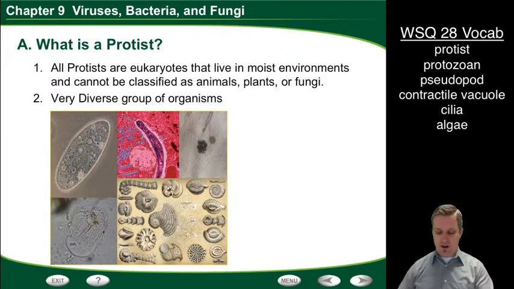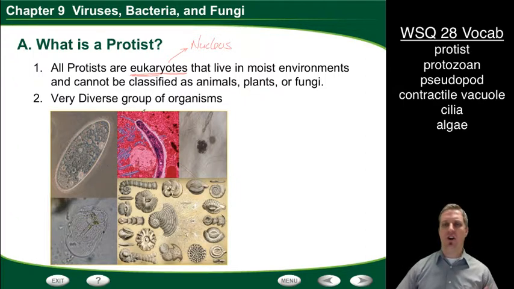So we have to start, as we always do, by defining what we mean here. When we say a protist, what exactly are we talking about? All protists fit under a couple of things. One, they're all eukaryotes. Eukaryotes, remember, are organisms that do have a nucleus. Prokaryotes, like bacteria, are non-nucleic; they have no nucleus. Protists and other eukaryotes, meaning animals and plants and fungi, do have a nucleus.